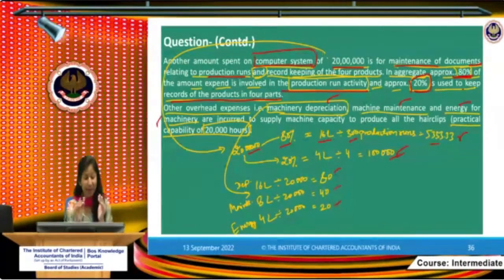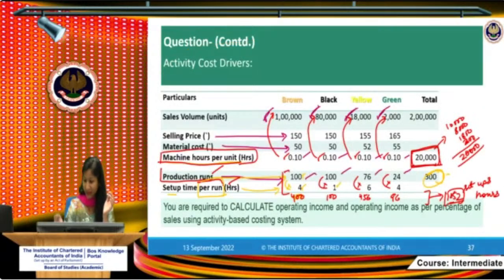The base for these expenses was the maximum machine capacity, which is given here as 20,000 hours. How were the 20,000 hours calculated? Here, machine hours per unit 20,000. And how did this 20,000 come? Because we have the information that per unit machine hour was 0.1, 0.1, 0.1, 0.1. This obviously does not come to 20,000. How is it calculated? It is calculated by multiplying the number of units: 1 lakh into 0.1, 80,000 into 0.1, 18,000 into 0.1, and 2,000 into 0.1, which comes to 20,000.